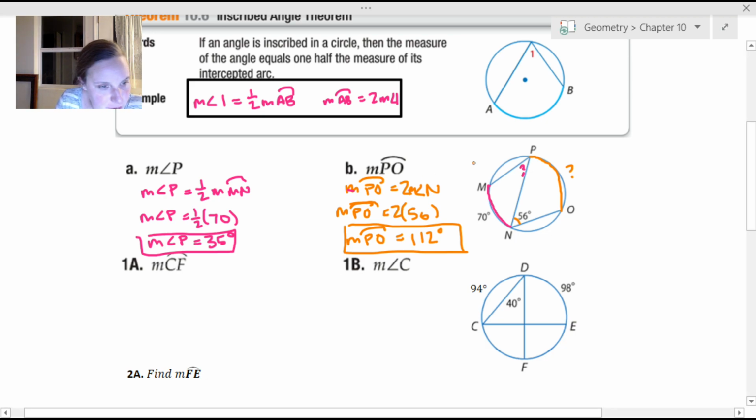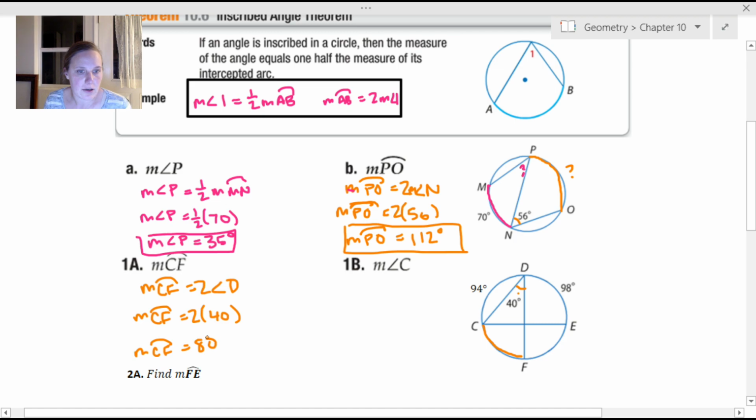Okay, other way around. Try these, pause it, try these with this circle right here. I'm going to find the measure of arc CF. So, CF is right here. First, I'm going to look for the angle that is tied to that. It's 40 degrees. So the measure of arc CF is going to be double an angle, and in this case, it's angle D. So the measure of arc CF is equal to 2 times whatever angle D is, which is 40. So the measure of arc CF is 80.